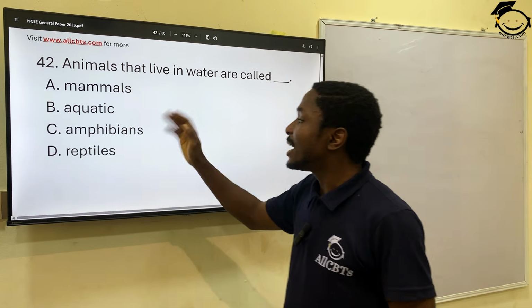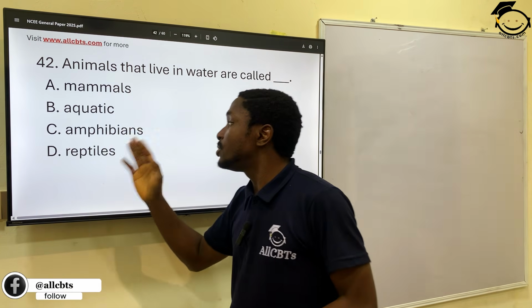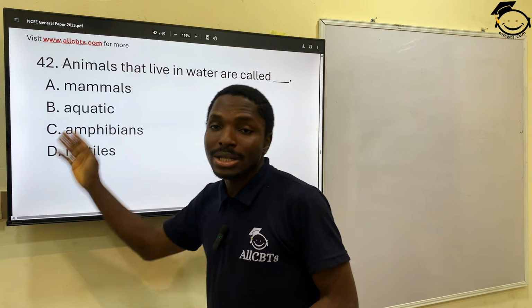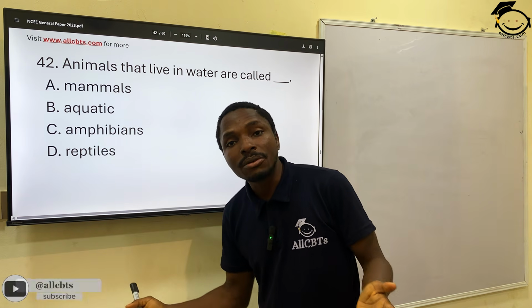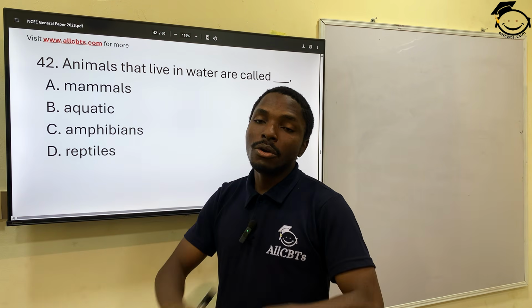42. Animals that live in water are called what? Mammals, aquatic, amphibian, reptile. Straight to the point, animals that live in water are aquatic animals. Okay, aquatic animals live in water. What are terrestrial animals then? The animals that live on dry land.